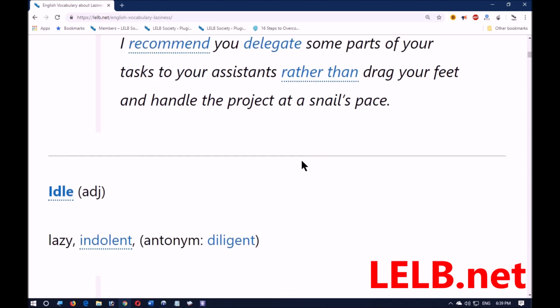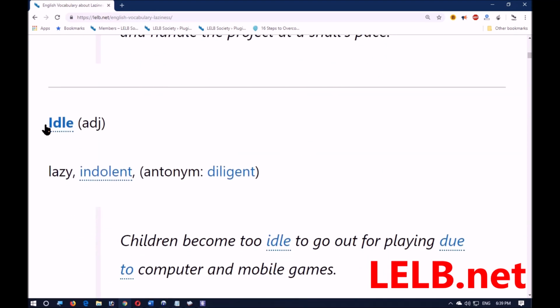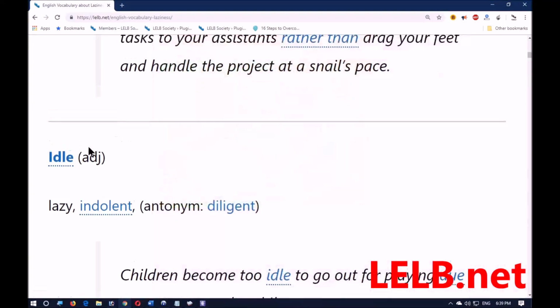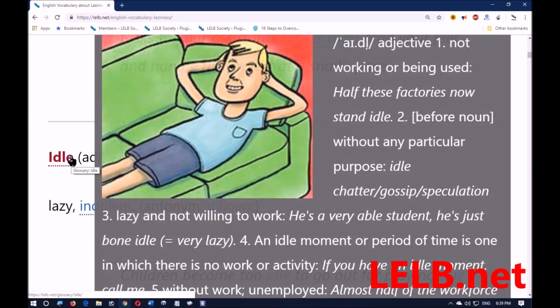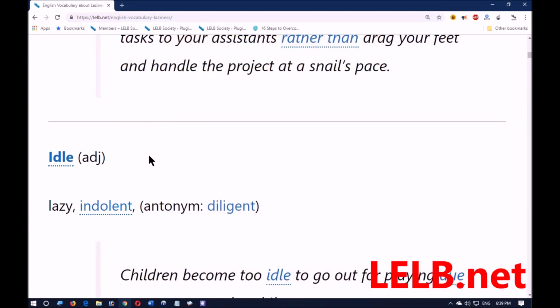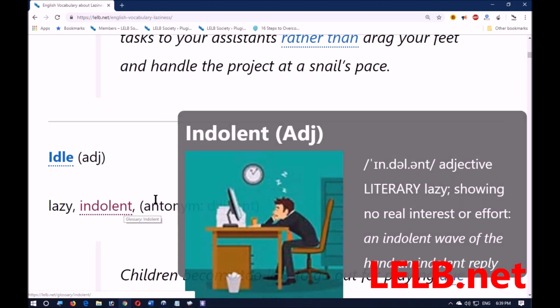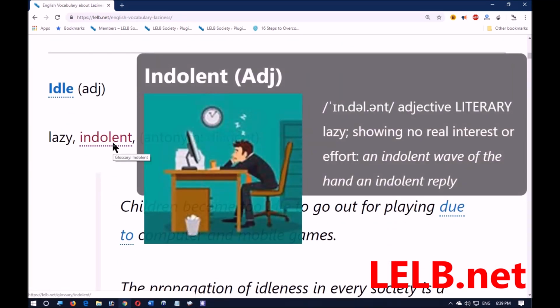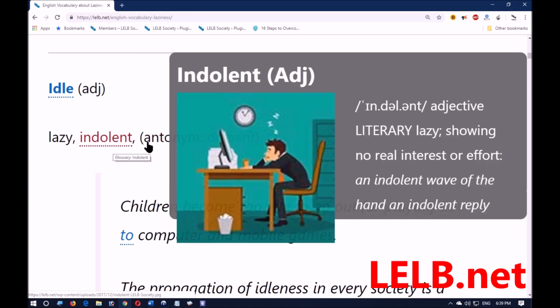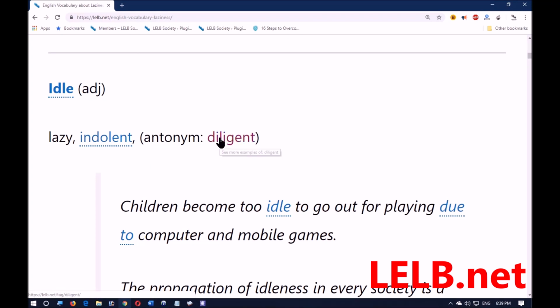Okay? So the next word is idle. Idle means, actually the third meaning of that means, lazy and not willing to work. So lazy and indolent. Indolent means slowly lazy and showing no real interest or effort. And the opposite is diligent.